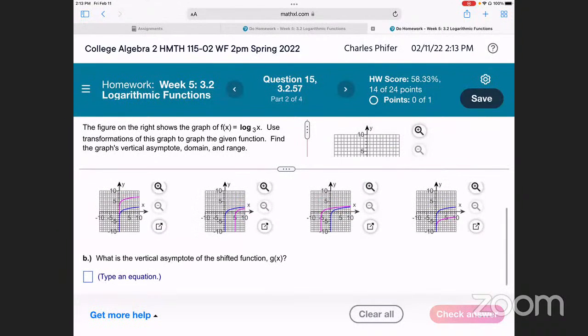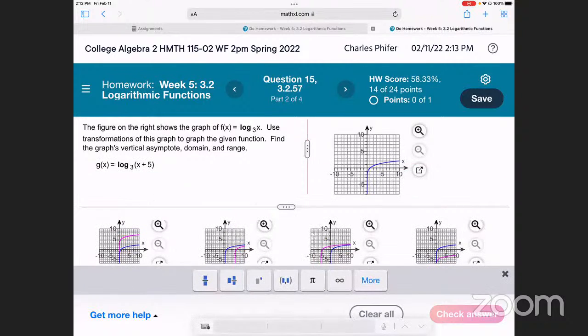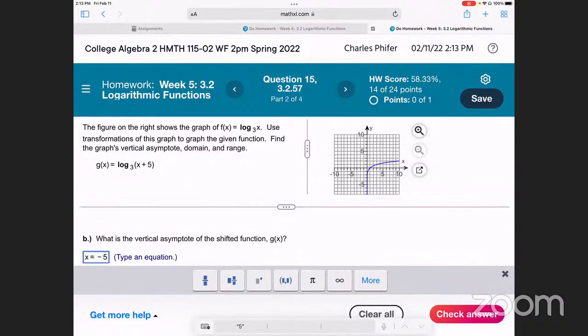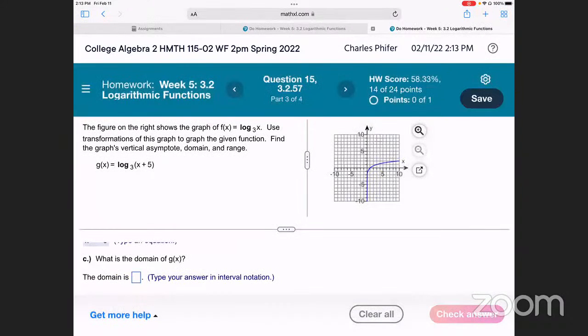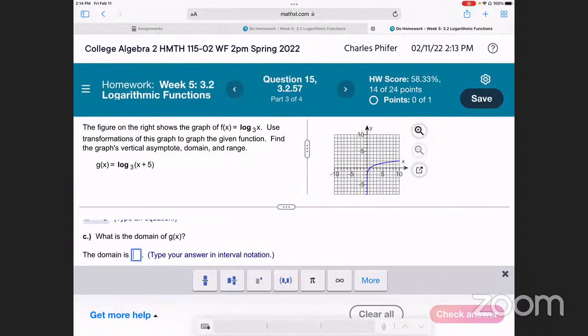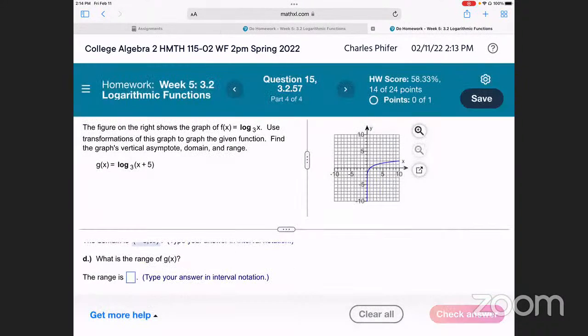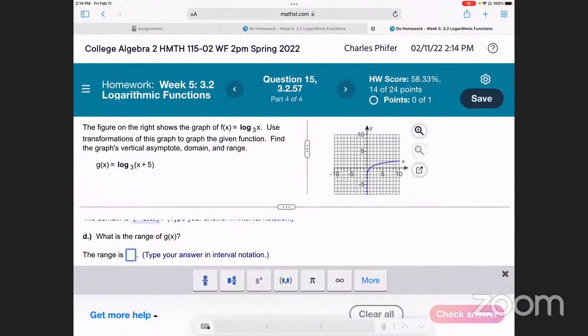The vertical asymptote. Normally the vertical asymptote is the y-axis, which is x equals 0. But since we went left by 5, now the vertical asymptote is x equals -5. Usually the domain is 0 to infinity. Because we went to the left by 5, it should be the open interval from -5 to infinity. The range of the log is the very bottom to the very top, so that's going to be negative infinity to infinity.